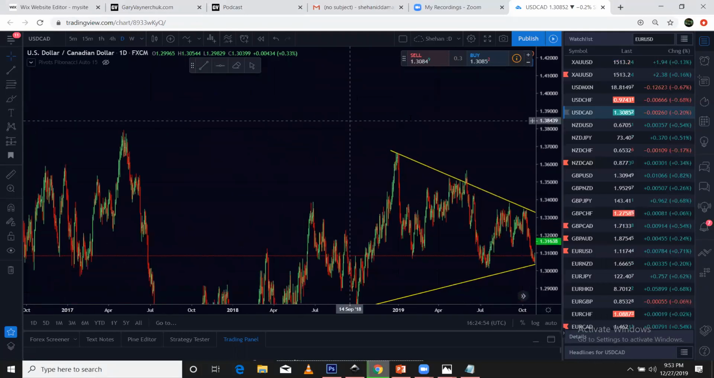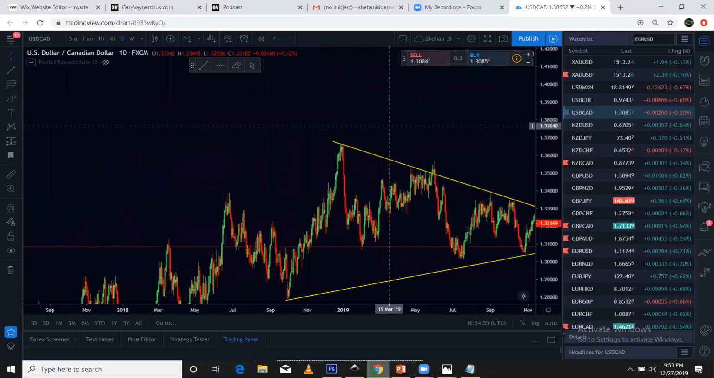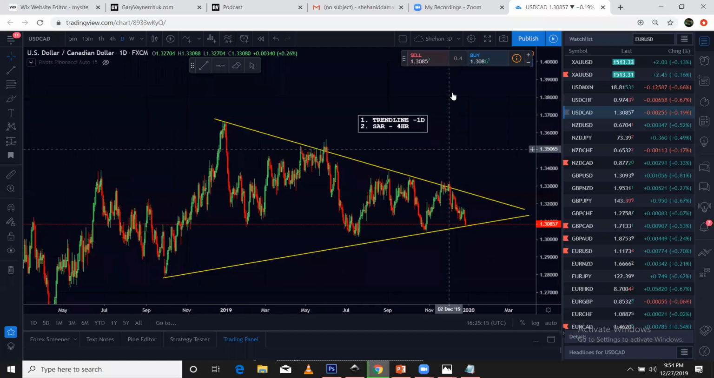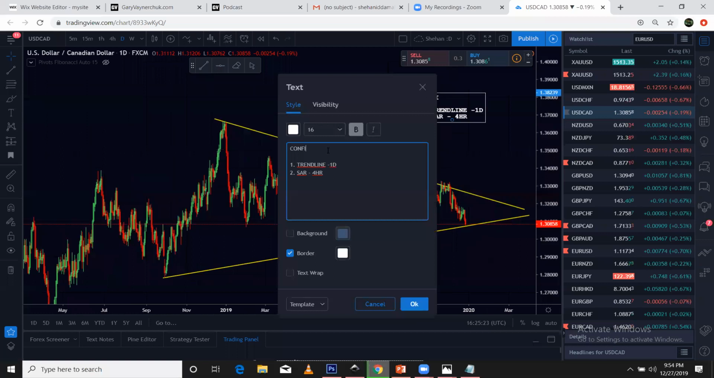So number one is drawing a trend line in the 1-day chart. Number two is drawing your support and resistance zones in your 4-hour chart. This is actually my confirmation list. If I have 3 confirmations, I'm good to go. And it's all good, right?